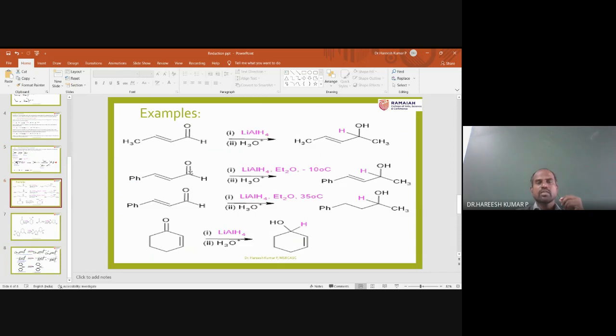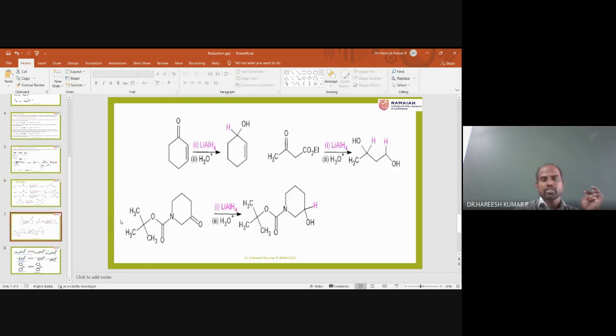The few examples are alpha beta unsaturated ketones or carbonyl compounds converted into alcohols. Here it is temperature dependent. If the reaction is carried out at higher temperature, lithium aluminum hydride can reduce a double bond into a single bond. So that's what you need to remember. I also discussed a few examples of naturally occurring compounds. These are naturally occurring, and you can observe that a ketone as well as an ester is reduced to alcohol.